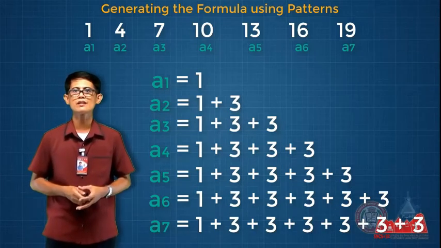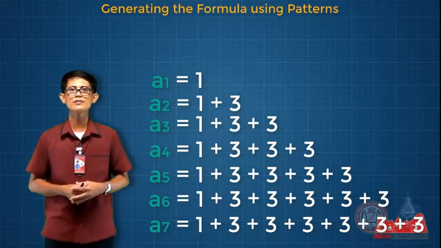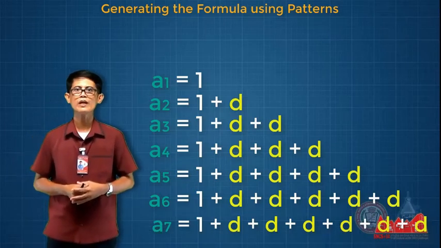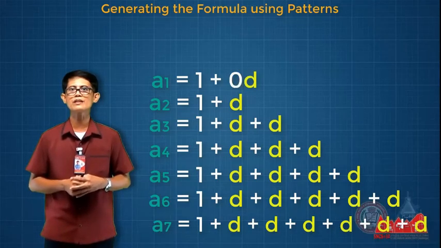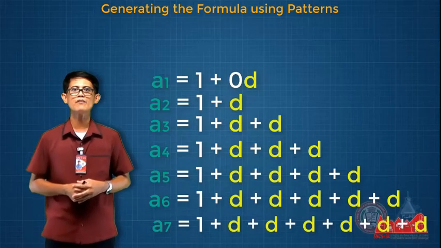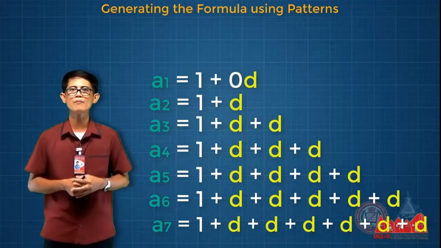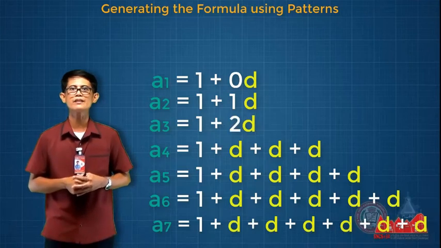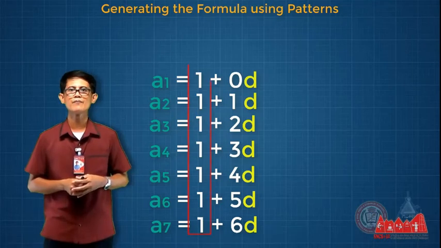Let's clean this up to have our general formula. Because 3 is our common difference D, we can change all 3's to D's. Now we can add all these algebraically. Wait, actually the starting term A sub 1 must be 1 plus 0 D because we don't add 3 here yet. So we have A sub 1 equals 1 plus 0 D. Next, A sub 2 equals 1 plus 1 D. A sub 3 is equal to 1 plus 2 D and so on. Wow, nice, we're almost there. Because 1 is the first term A sub 1, we can change all this to A sub 1.